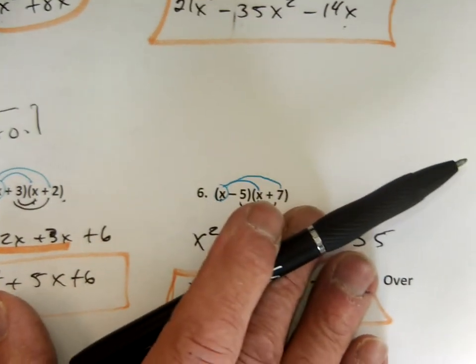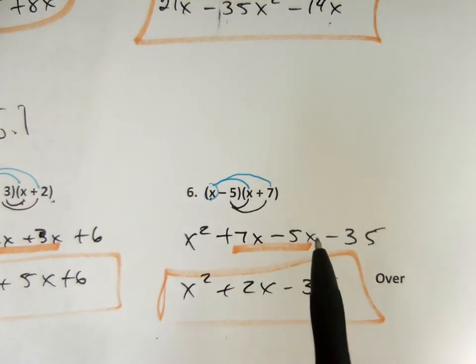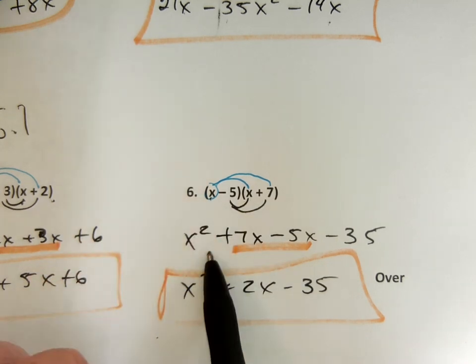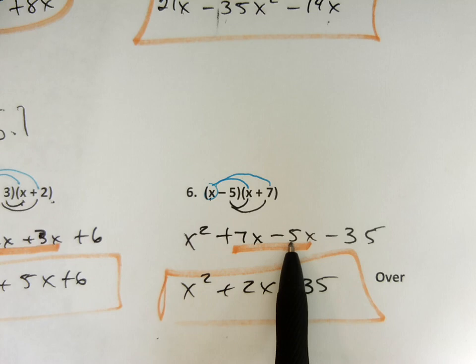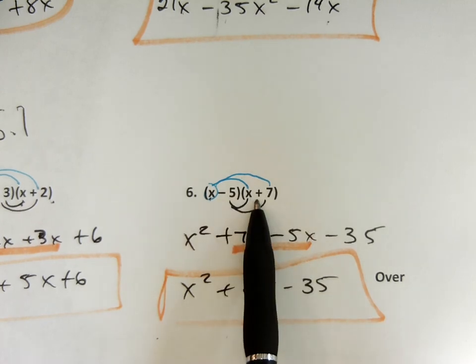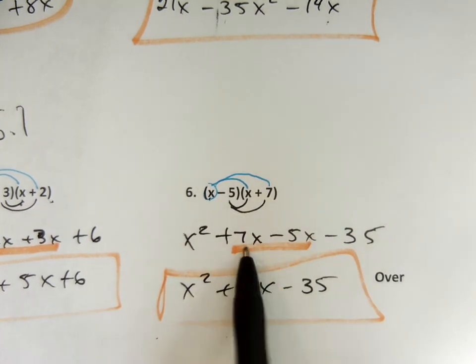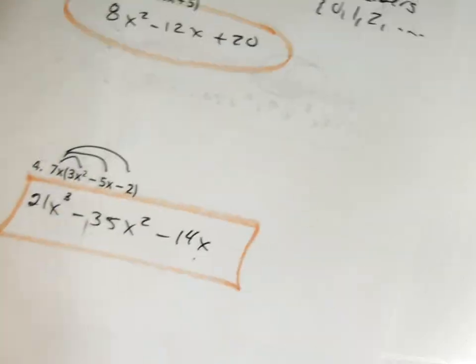Okay. I did the same thing with 6, except I have negative numbers involved. X times x, x squared. X times 7 is positive 7x. Negative 5 times x is negative 5x. And negative 5 times 7 is a negative 35. Again, I can combine these two middle terms to make a positive 2x.